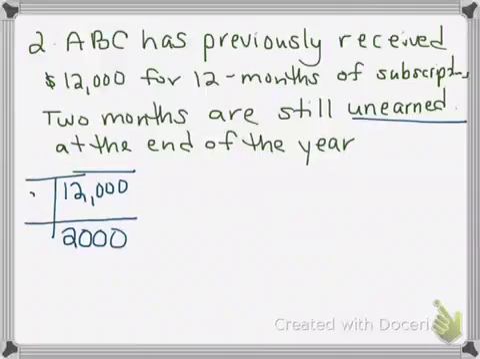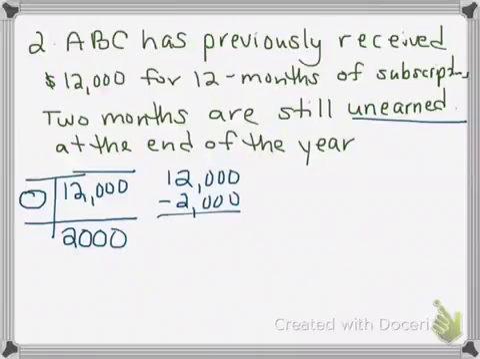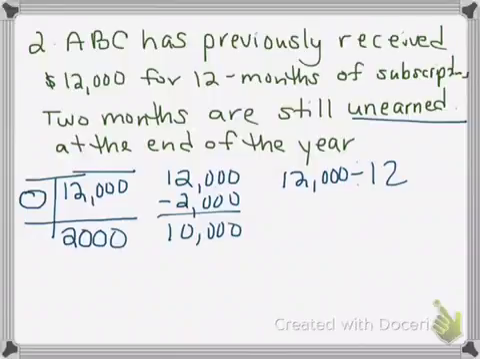So when we're looking for our journal entry, we're looking for an amount over here. And so what we see is if we take that 12,000 minus that 2,000, that does give us a $10,000 amount. Now for anybody that's wondering, where did that 2,000 come from? It's the 12,000 divided by 12, right? Gives us 1,000 a month.